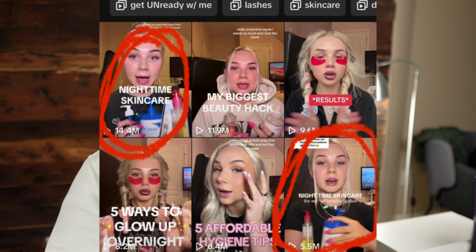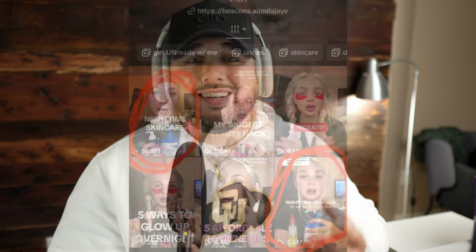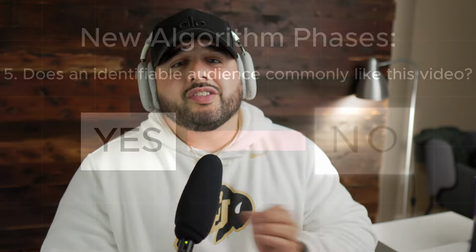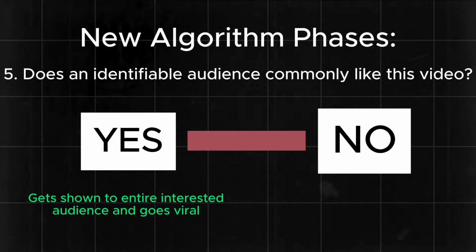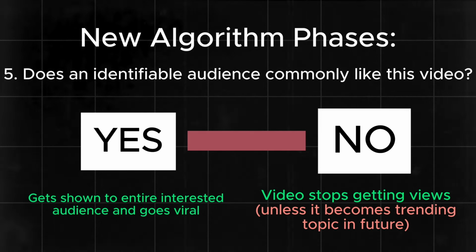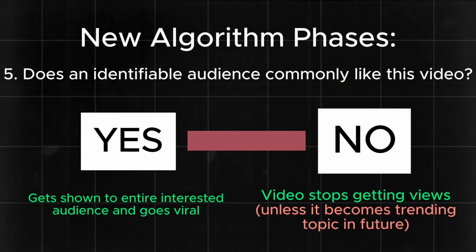For example, Vanilla Swirl had a video about her nighttime skincare routine, and that video got over 14 million views. She made almost the same video, and the next video got almost 6 million views. But what she did was find a topic that people absolutely love, that piqued curiosity, got tons of watch time and engagement, and ended up reaching the majority of an audience that cares about what she talks about. So just like that example, yes, your video gets shown to an entire interested audience and goes viral. But if it doesn't, your video stops getting views unless it becomes a trending topic in the future.